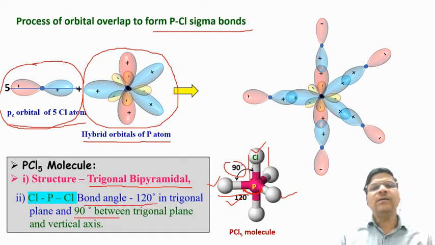So why does PCl5 have trigonal bipyramidal geometry? The reason is that the 5 hybrid atomic orbitals on the phosphorus atom are oriented at the corners of a regular trigonal bipyramid. This is the reason why the PCl5 molecule has trigonal bipyramidal geometry.